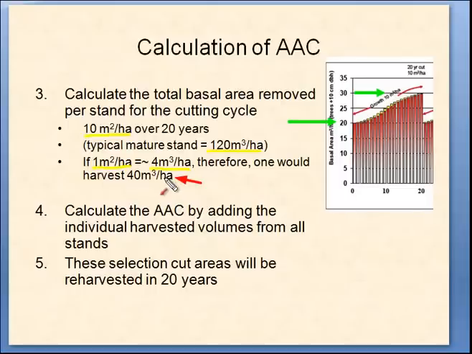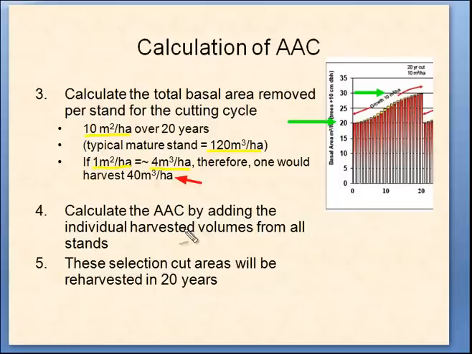And how did I get that? 1 meter squared per hectare equals 4 meters cubed per hectare. This is basal area, this is volume. Therefore, 10 times 4 is 40 meters cubed per hectare, which is about one third of this total value, which makes sense, doesn't it? Because we're removing 1/3 of the basal area. So it does come very close together.